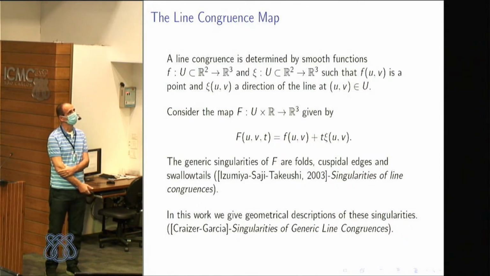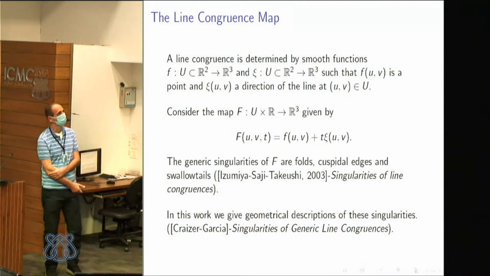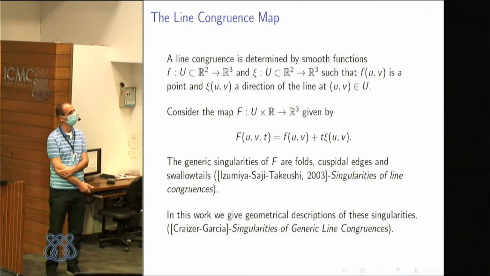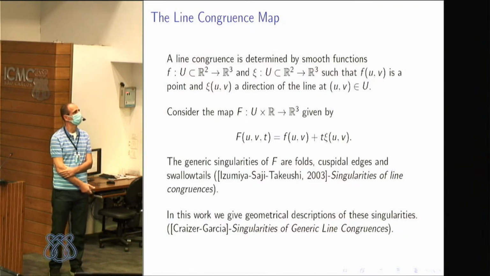And the generic singularities of this map are folds, cuspidal edges, and swallowtails. This was proved by Izumiya, Saji, Takeuchi in 2003. And in this work, we try to give geometrical descriptions of these singularities.